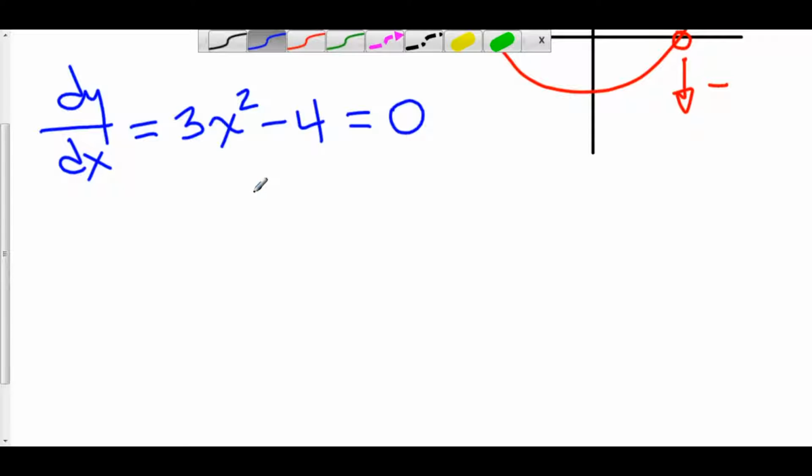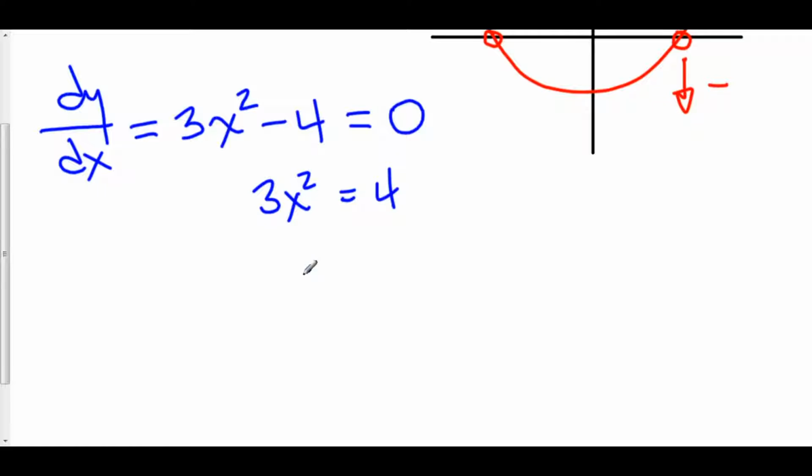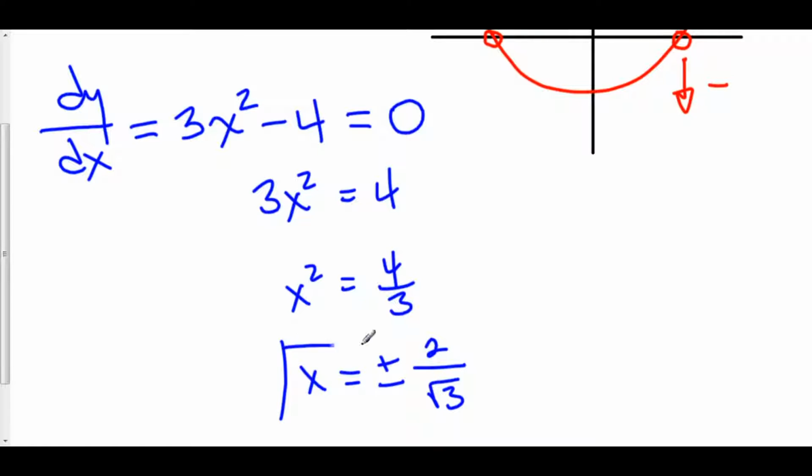We'll add 4 to both sides, so 3x squared is equal to 4. That means that x squared is equal to 4/3, and we take the square root of both sides, yielding x is equal to plus or minus the square root of 4, which is 2, over the square root of 3, which is just root 3. So here are the 2 points where the derivative is equal to 0.